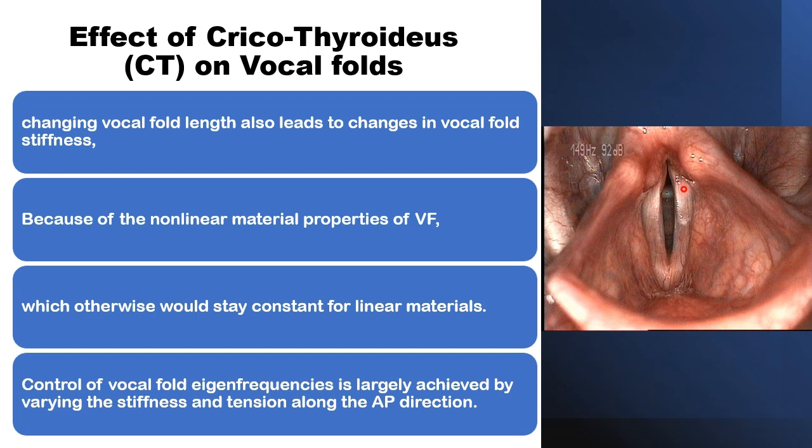If the vocal fold stiffness is linear, then a stretching of the vocal fold in one direction would increase the length, but it would not change or increase the stiffness of the vocal fold. But because the material of the vocal fold has a nonlinear property, the stretching of the vocal fold in the anteroposterior diameter would increase both the length of the vocal fold and also the stiffness both in the body and the cover layer of the vocal fold. This is of special importance in the control of the fundamental frequency.